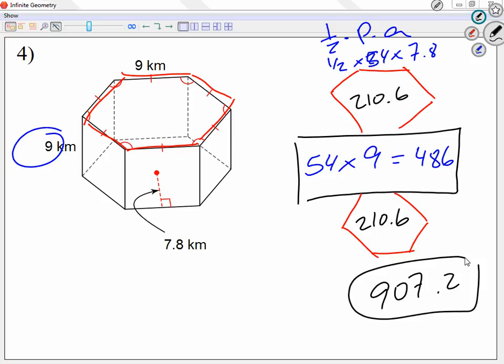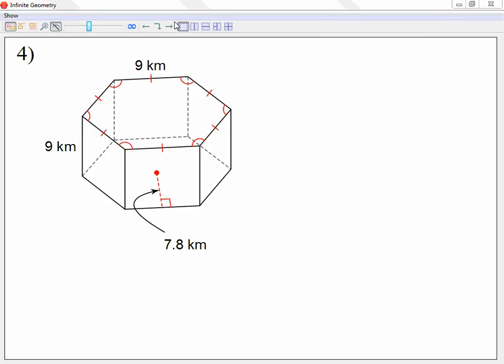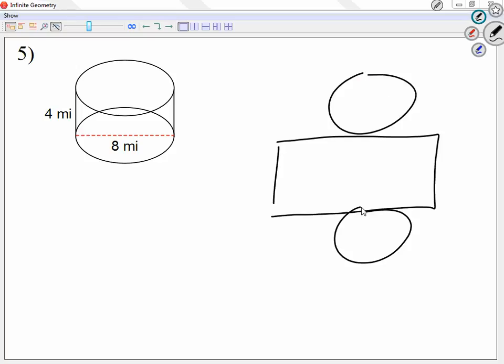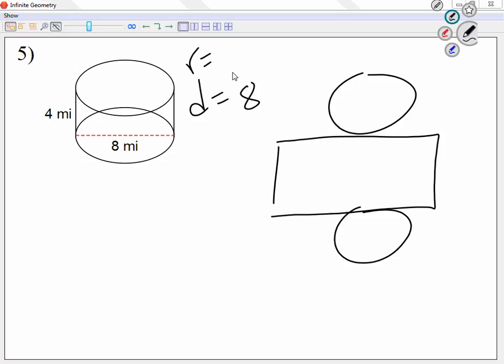Not bad, right? So notice it's a rectangle with two bases. Your bases change shape, but there's always a rectangle in the center. Even for cylinders, looking at number 5, I have a big rectangle and two bases. My bases now are circles. For cylinders, I do need radius and diameter. That 8, which is all the way across, is that my radius or my diameter? That's my diameter. So radius is half of that, so radius should be 4.